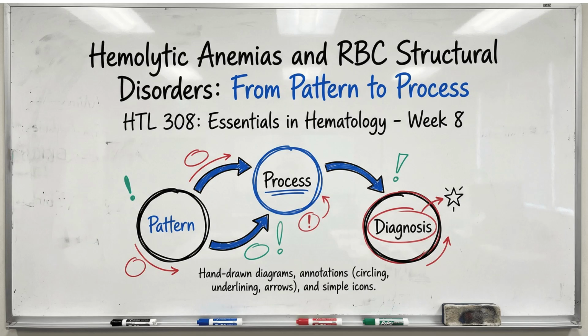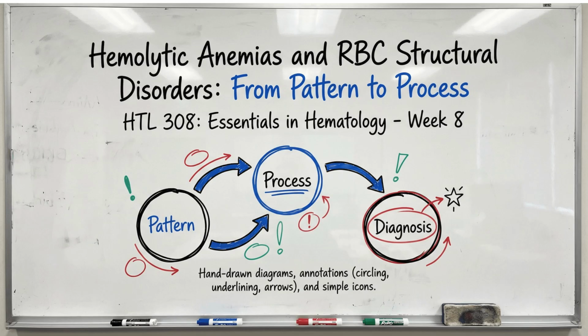Up until this point in the semester, we've focused heavily on recognizing patterns. You've learned how to look at RBC indices, identify normal and abnormal morphology, and classify anemias based on those numbers. You know what a microcytic hypochromic anemia looks like on paper and under the scope. But today, we shift gears. We are moving from simply recognizing a pattern to understanding the underlying process. We want to know not just what we see, but why we see it.